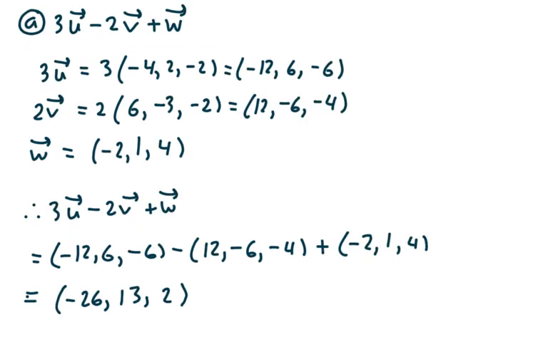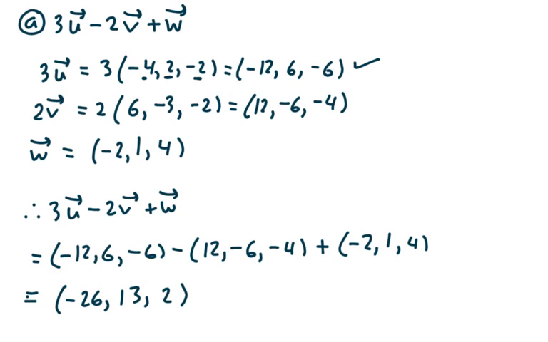Part A, we want to find 3U minus 2V plus W. And so this is what I do. I want to look at 3U. 3U is 3 times the vector negative 4, 2, negative 2. And so notice here, I take every component and multiply by 3 to arrive at the vector negative 12, 6, negative 6.